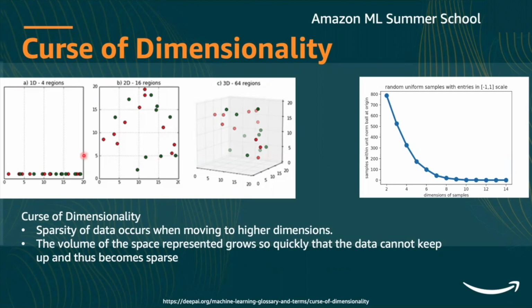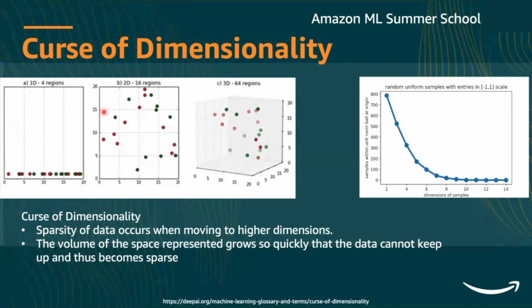So let's take this example, right? If you're able to see the screen properly, let's say you sample 15 or 20 points uniformly in the range 0 to 20 in one dimension, right? And consider these 4 regions of length 5 each, right? To have these 20 samples, you just need 4 regions. You have 4 regions, right?